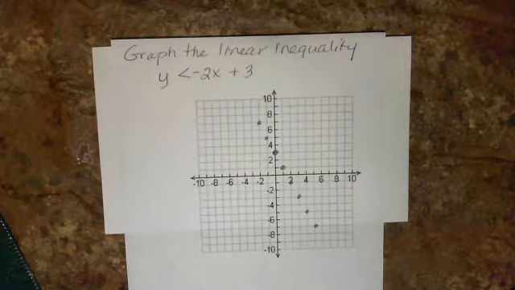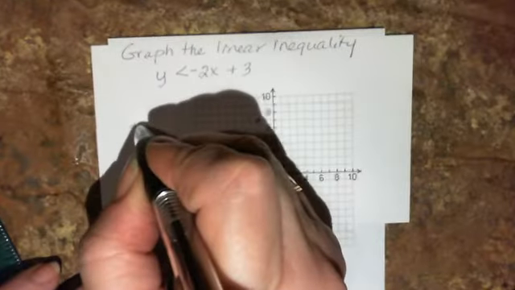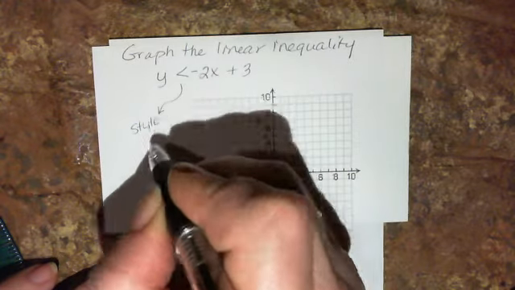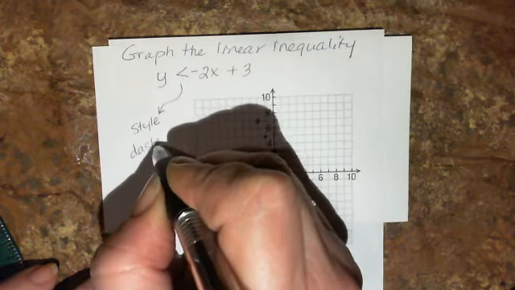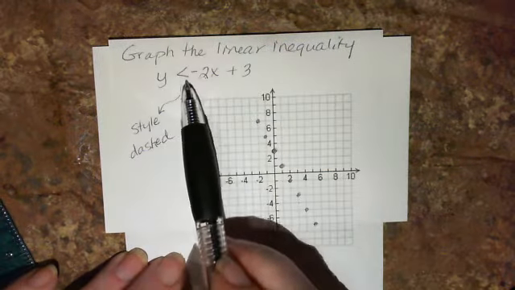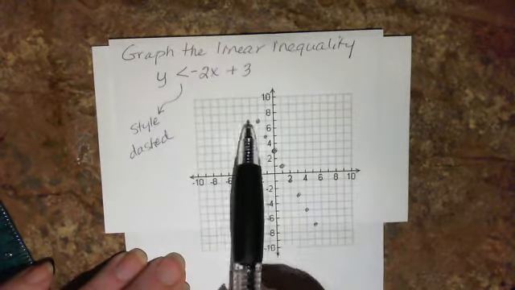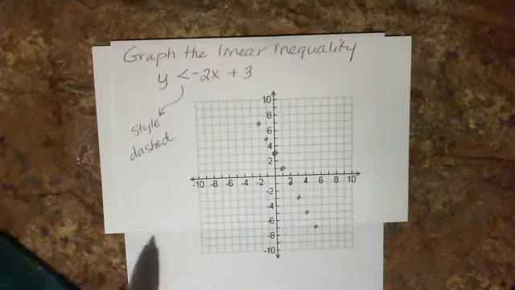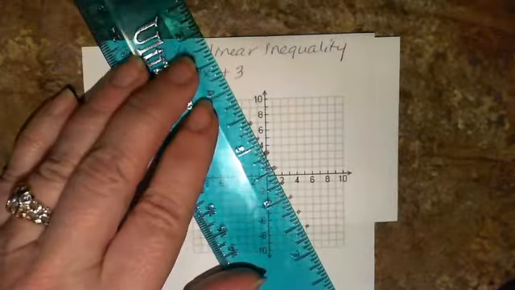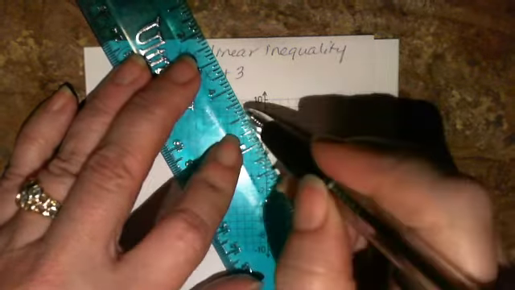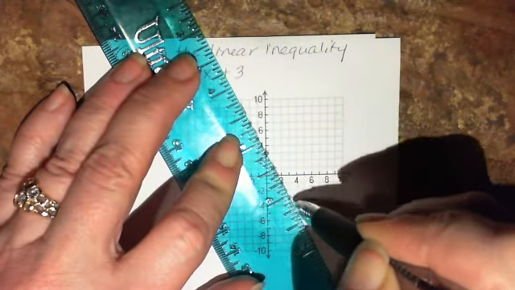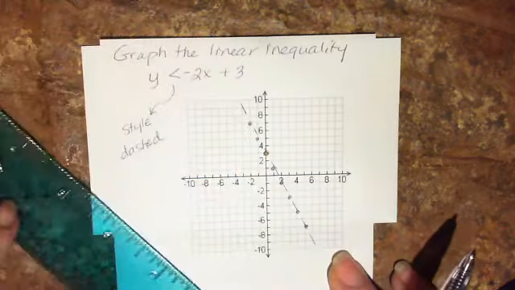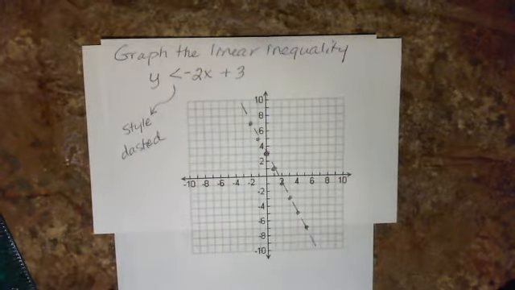Now, because this is an inequality, remember we need to decide on line style. The style here is dashed, because we don't use a solid line when there's no "or equal to." So we're not going to show a solid line connecting the dots, but a dashed line. So a dashed line connecting your points.